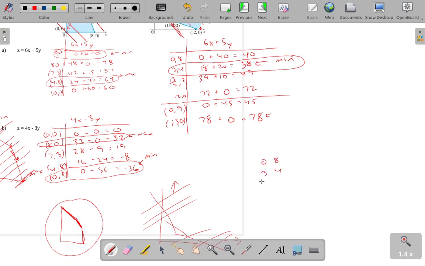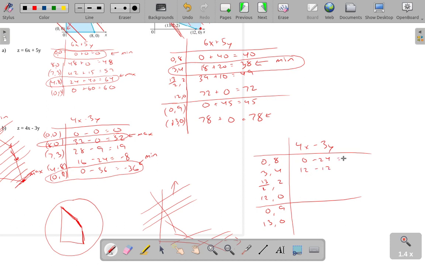The corner points are (0, 8), (3, 4), (13 halves, 2), (12, 0), then the last 2 points that are not corner points that I just test, (0, 9) and (13, 0). And the objective function we're testing here is 4x minus 3y. So plugging stuff in, we get 0 minus 24. We'll get 12 minus 12. This is negative 24. This is 0. 26 minus 6, which is 20. Then we get 48 minus 0, which is 48.